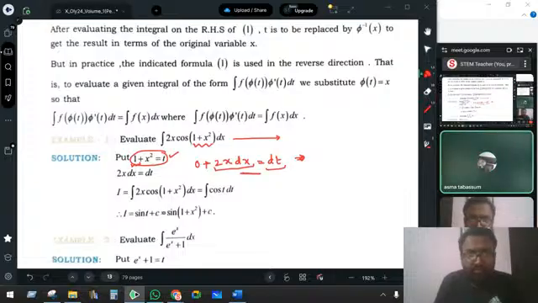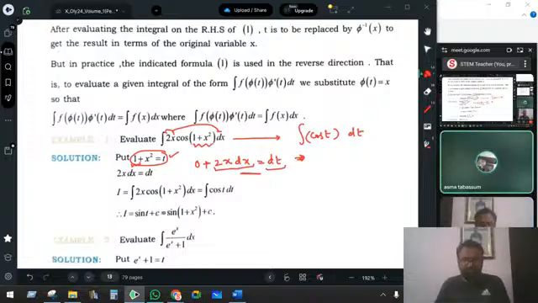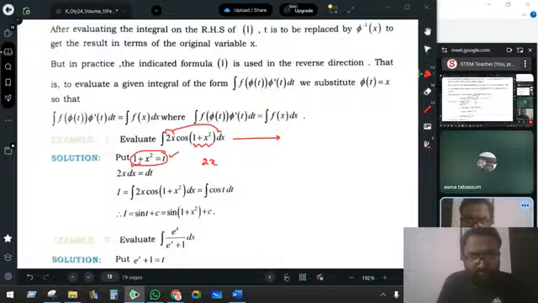So if you see, it is an integration. Can you take 2x dx as dt and cos of (1 plus x squared) as cos t? Here you might get confused, so I will rewrite. See here, 2x dx equals dt, which implies dx equals dt by 2x. Write down this step, no problem.